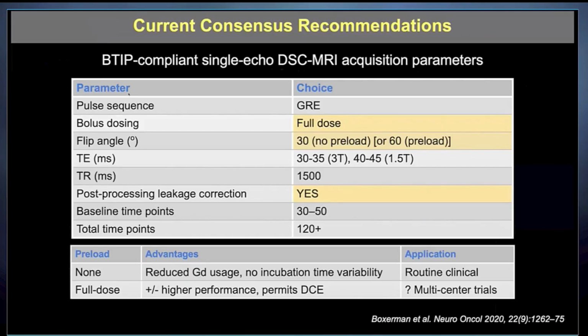So our current consensus recommendations for single echo DSC acquisition parameters that are compliant with the widely accepted standardized brain tumor imaging protocol include a full dose bolus, low flip angle acquisition without the use of a preload contrast injection, and the use of modeling-based post-processing leakage correction. And by omitting the use of preload, we reduce gadolinium usage, and this protocol is very useful for routine clinical practice.